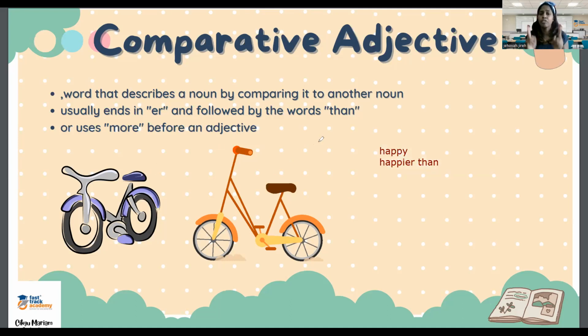So there are two things. If you want to compare two nouns, you have to add the word than, because you are comparing. When you have an adjective with a Y, you just cut the Y and add IER. Or let's say you have a word that you can't add IER to. How do you use it? You use the word more.